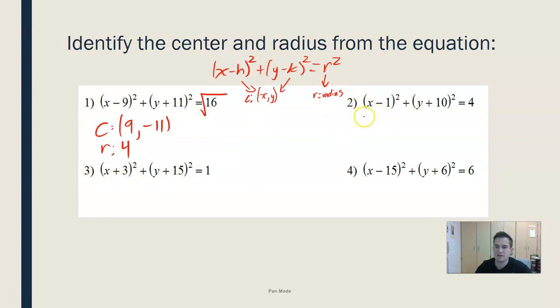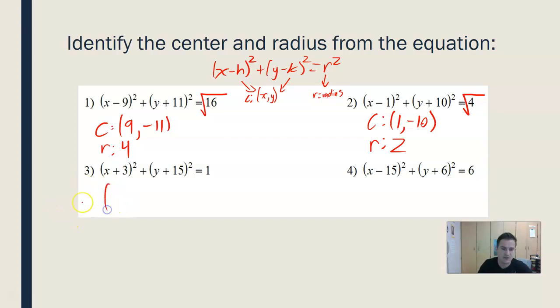Number 2 over here, so we need to find the center and the radius of this circle. The center of this circle is going to be the opposite of this value and the opposite of this value, so 1, negative 10. So that center of that circle is at 1, negative 10, and the radius is going to be the square root of this number. The square root of 4 is 2. So that's a circle with a center at 1, negative 10, and with a radius of 2.